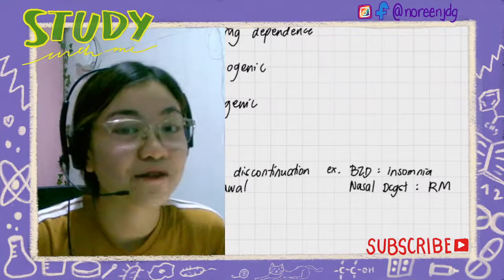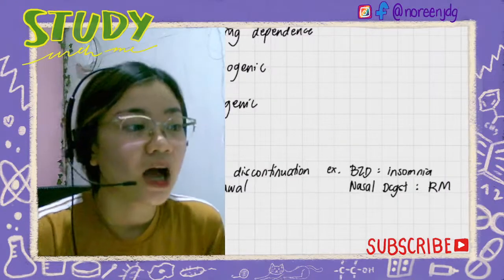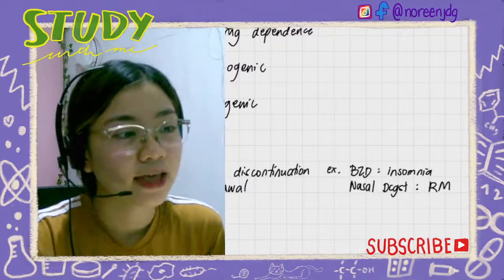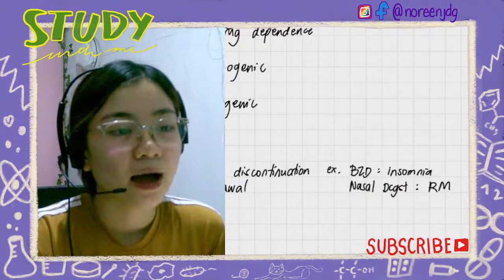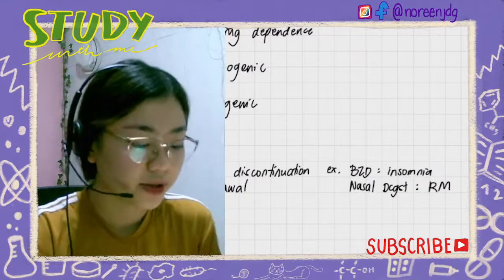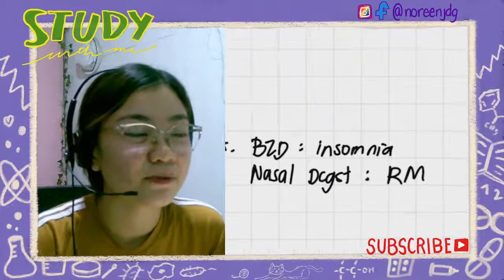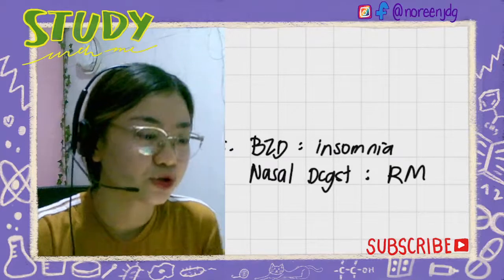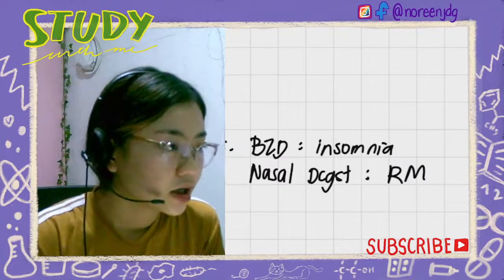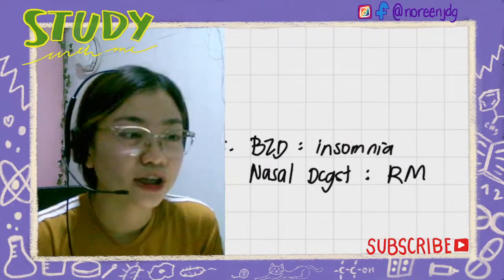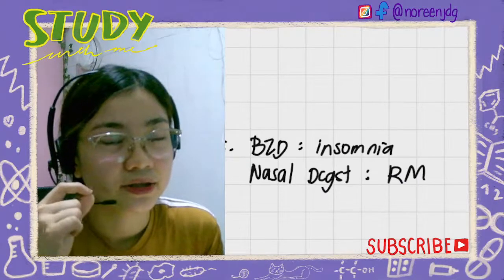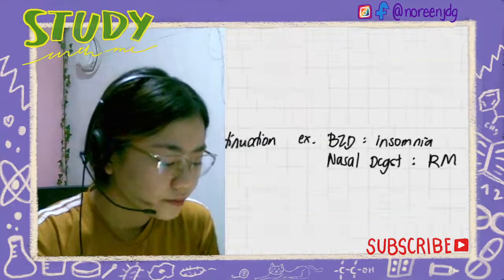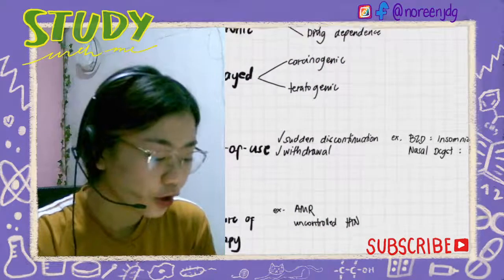And then we have nasal decongestant. So ito yung mga phenylephrine, pero pag topical, ang nangyayari kapag ginamit mo siya for 5 days then tinigil mo, magkakaroon ka ng rhinitis medicamentosa. Ito yung RM, rhinitis medicamentosa, or rebound congestion. So imbes na nawala yung congestion mo sa colds mo, magkakaroon ka pa ng more congestion. And lastly is we have failure of therapy.